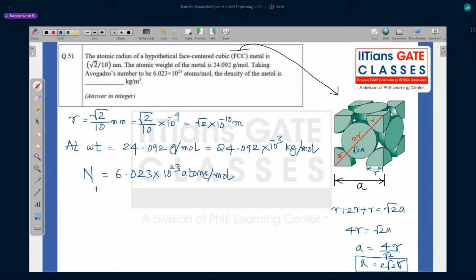Now, for the density of the metal, there is a formula. The formula goes like this: the number of atoms in the unit cell, also called the equivalent number of atoms in the cell, multiplied by the atomic weight, divided by the Avogadro number times the volume of the unit cell.